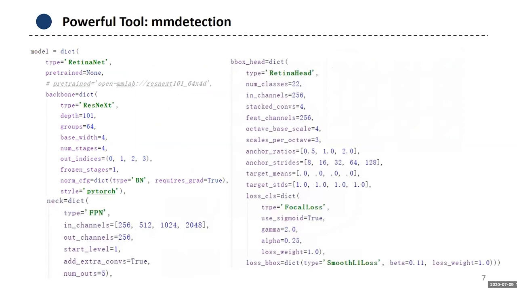During the experiment period, we adopted a powerful tool, and I believe that most of you have already heard of or used it. That is MMDetection. It's really a convenient tool. What we need is to modify the configuration file according to our ideas, and then the model can be trained just in the way we want.